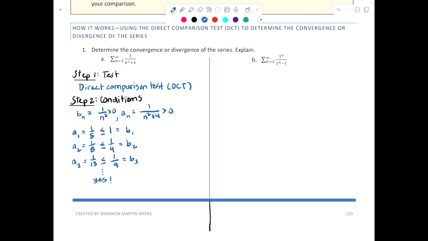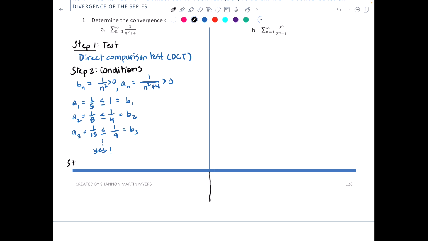Cool, cool? Okay, so step 3, run the test. So that actually won't be very hard. The hardest thing here are the conditions. So when we run this test, we're basically just stating that the summation from n equals 1 to infinity of 1 over n squared is a convergent p-series with p equal to 2, which is greater than 1.